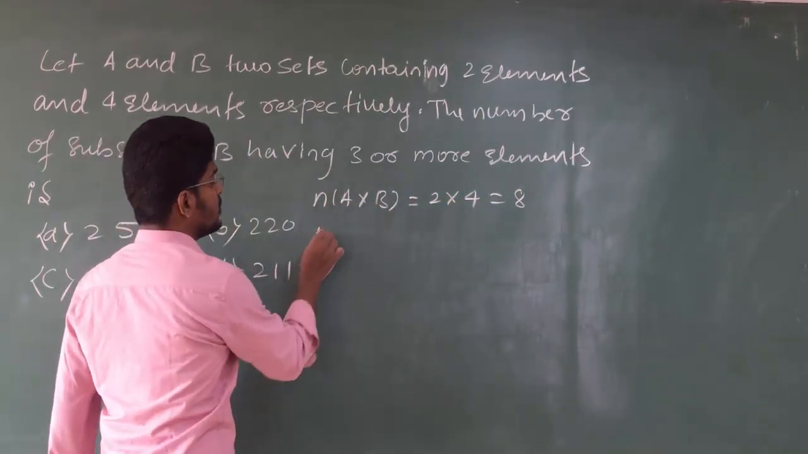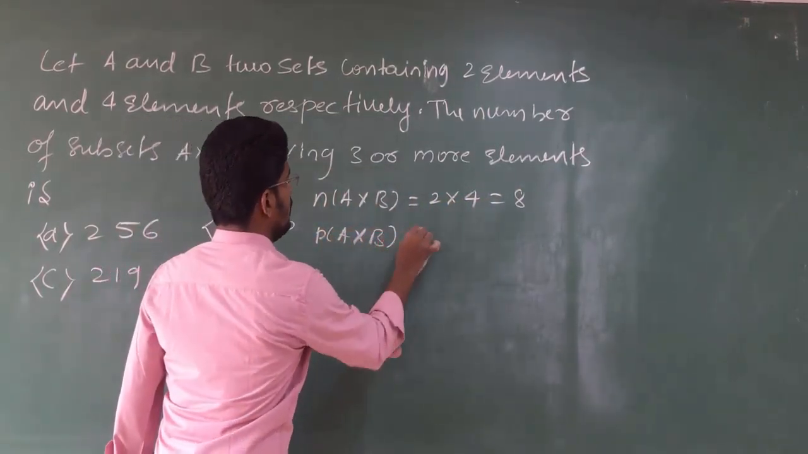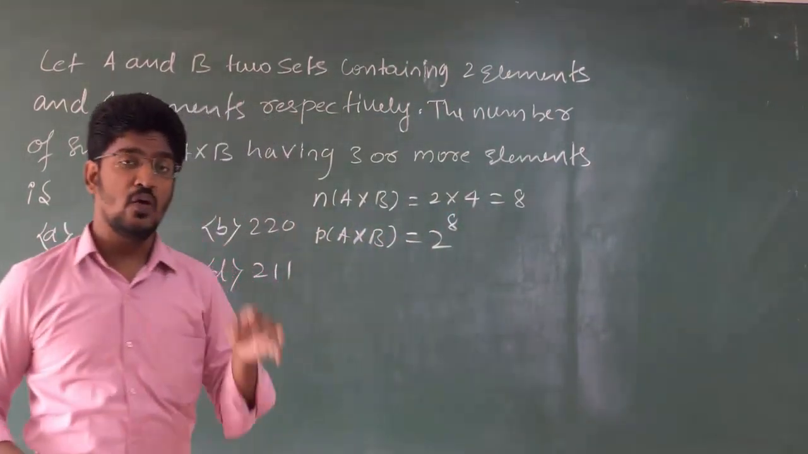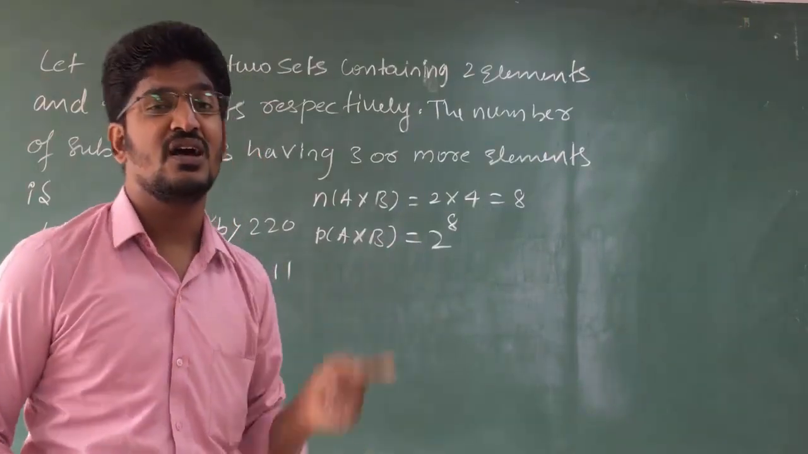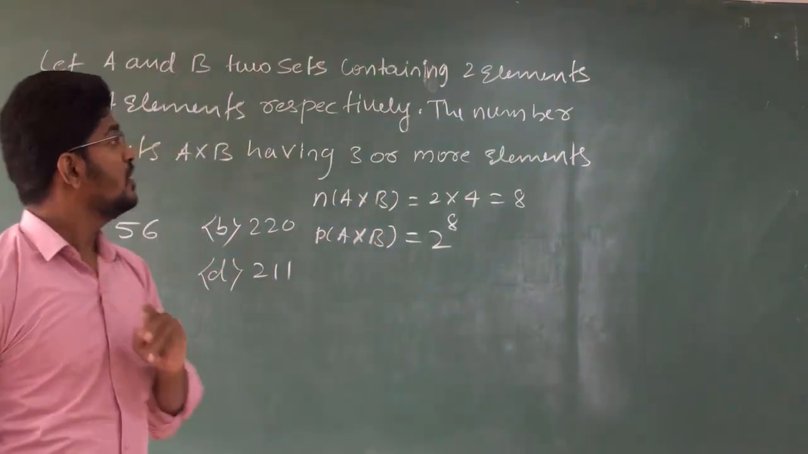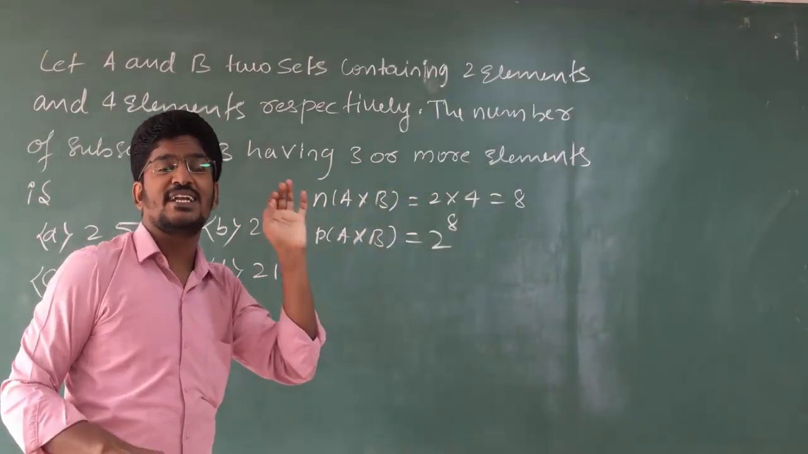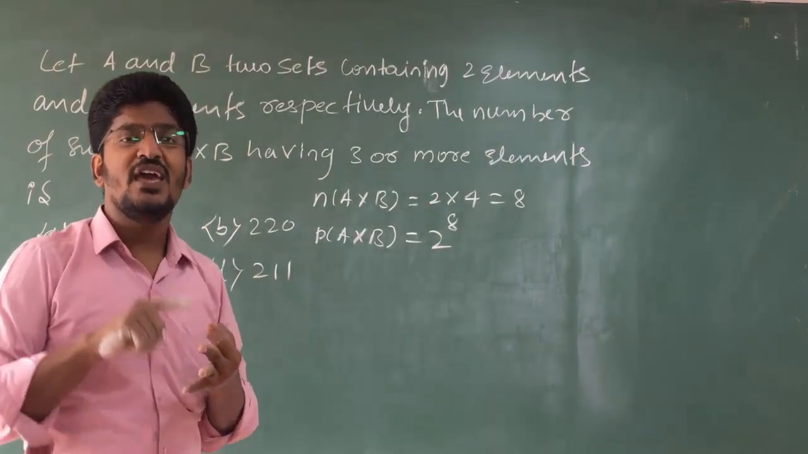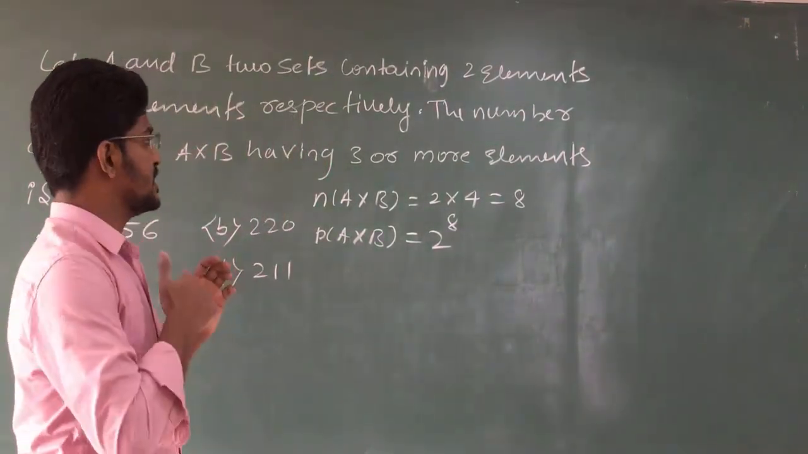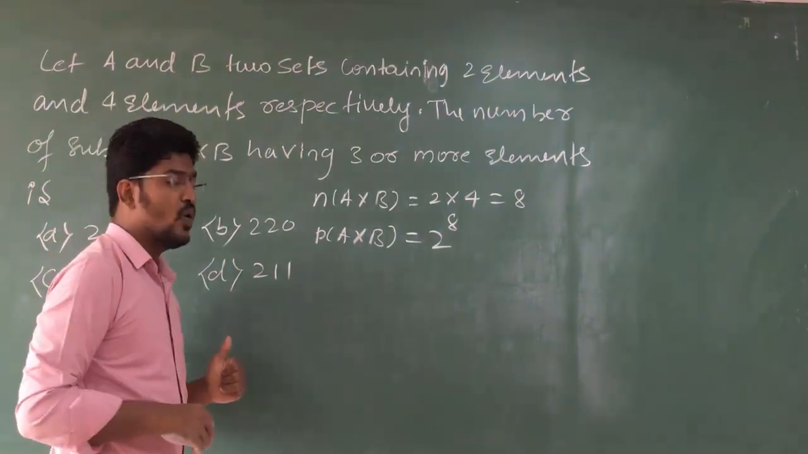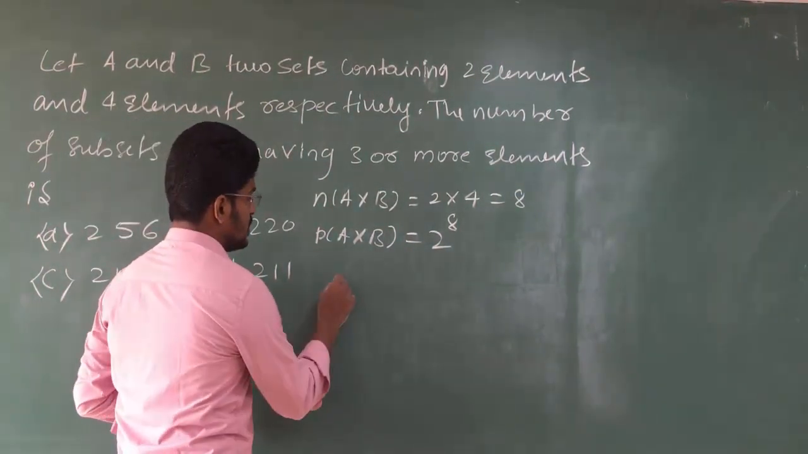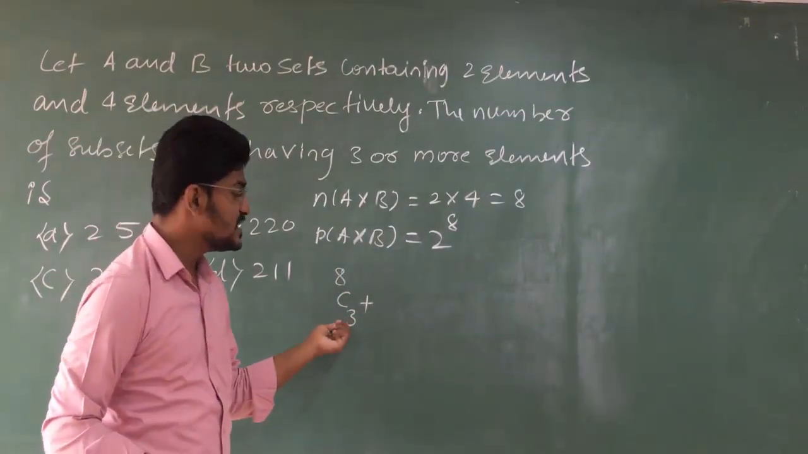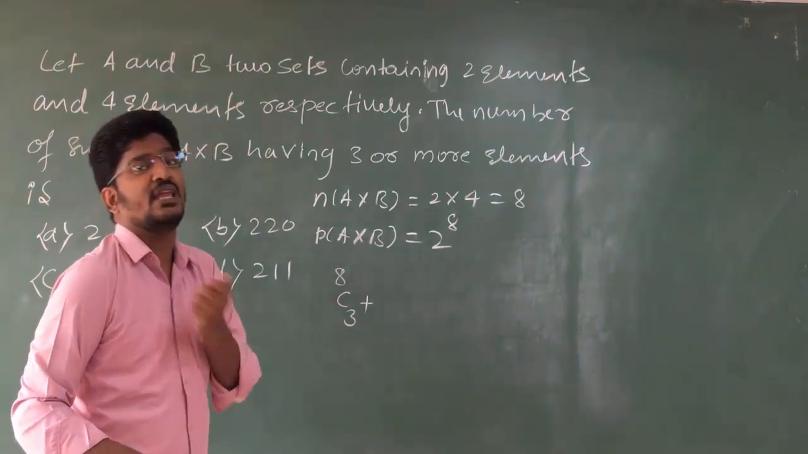Now the power set of A cross B is given by what? 2 to the power of 8. So in this they are asking only for subsets with 3 or more elements. That means greater than or equal to 3. Clear? That means it must contain 3, 4, 5, 6, 7 and 8 elements. So if I calculate this, I can take 8C3 as my first choice. This is the number of subsets with 3 elements.